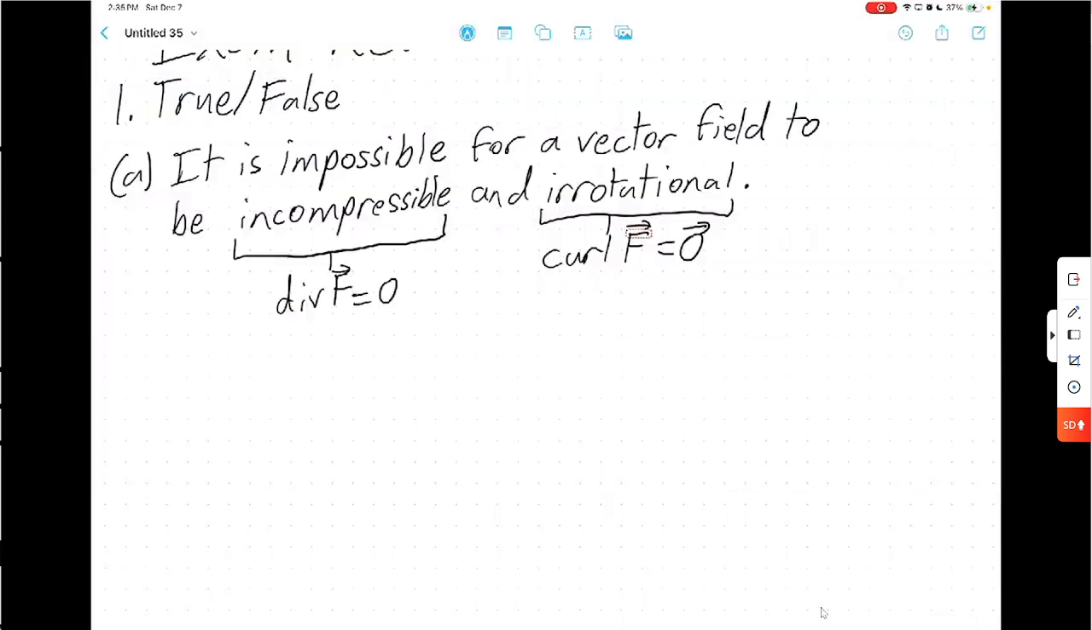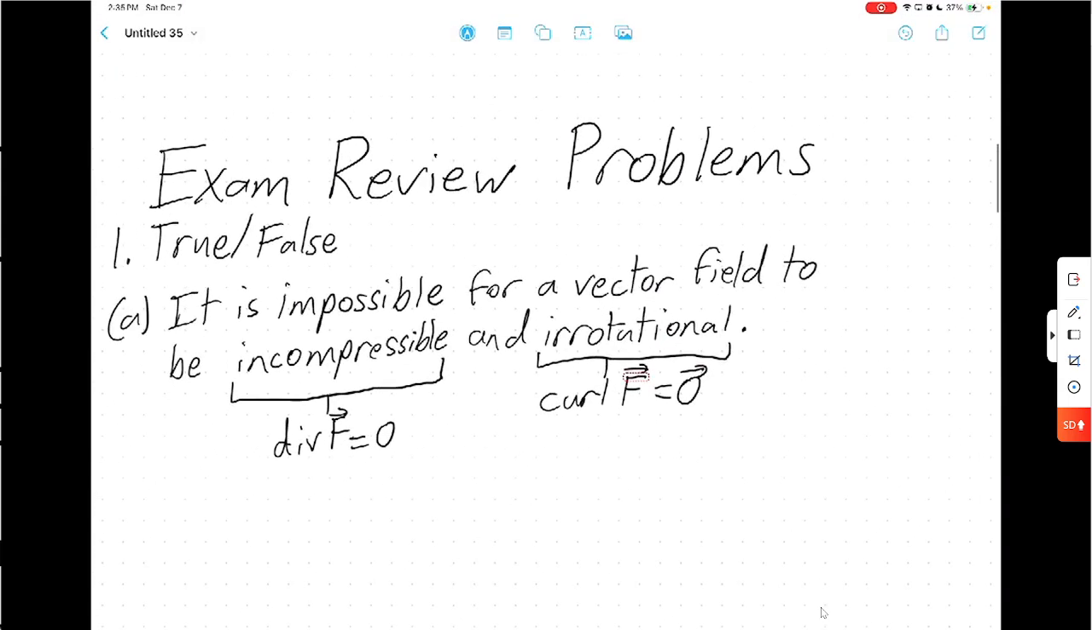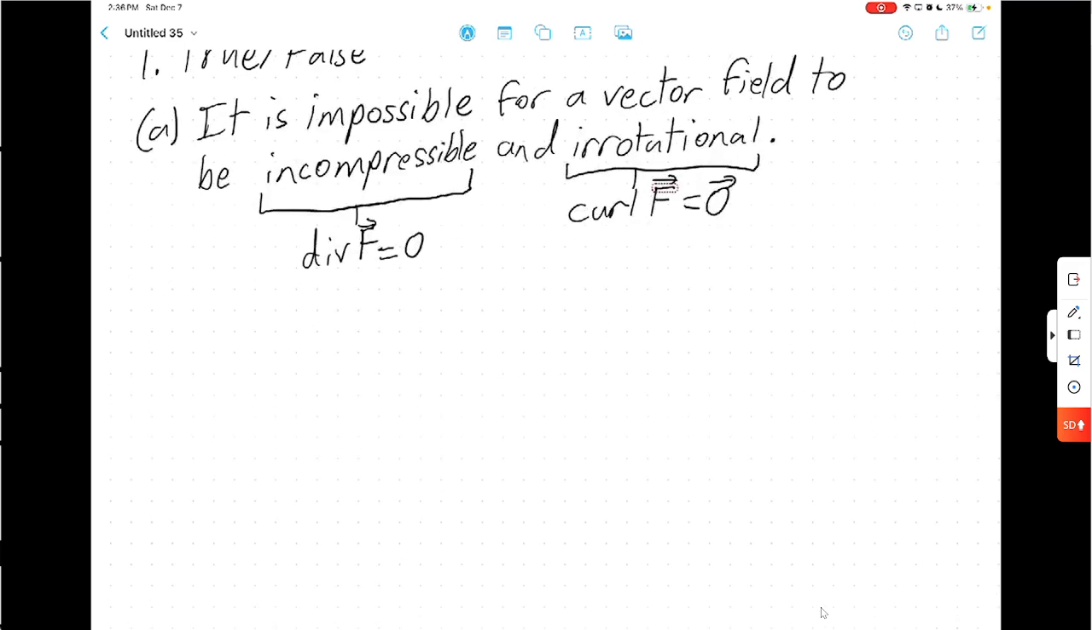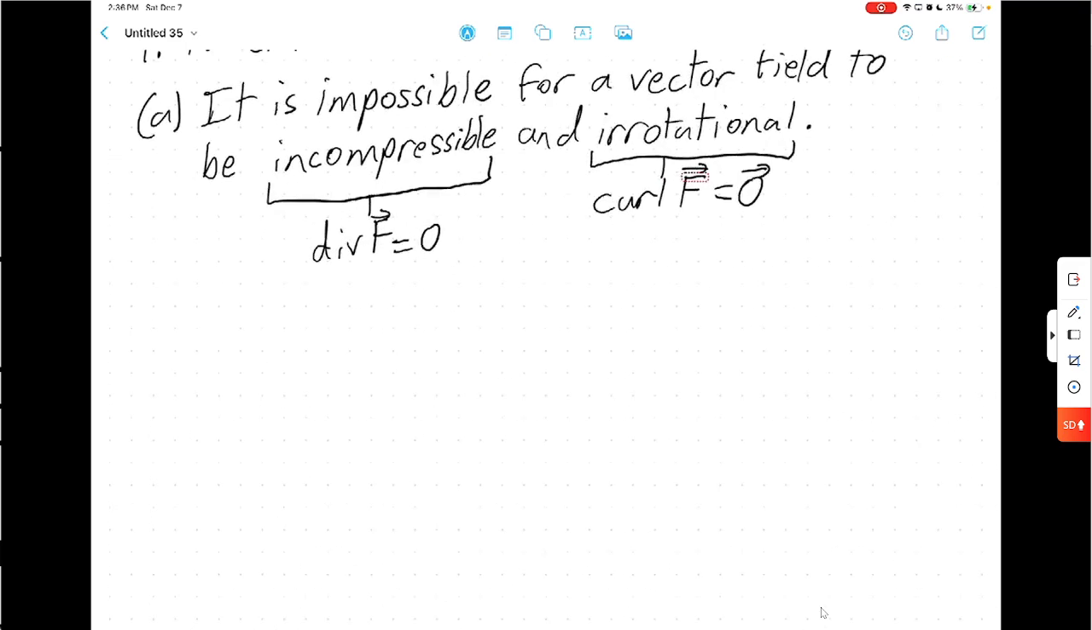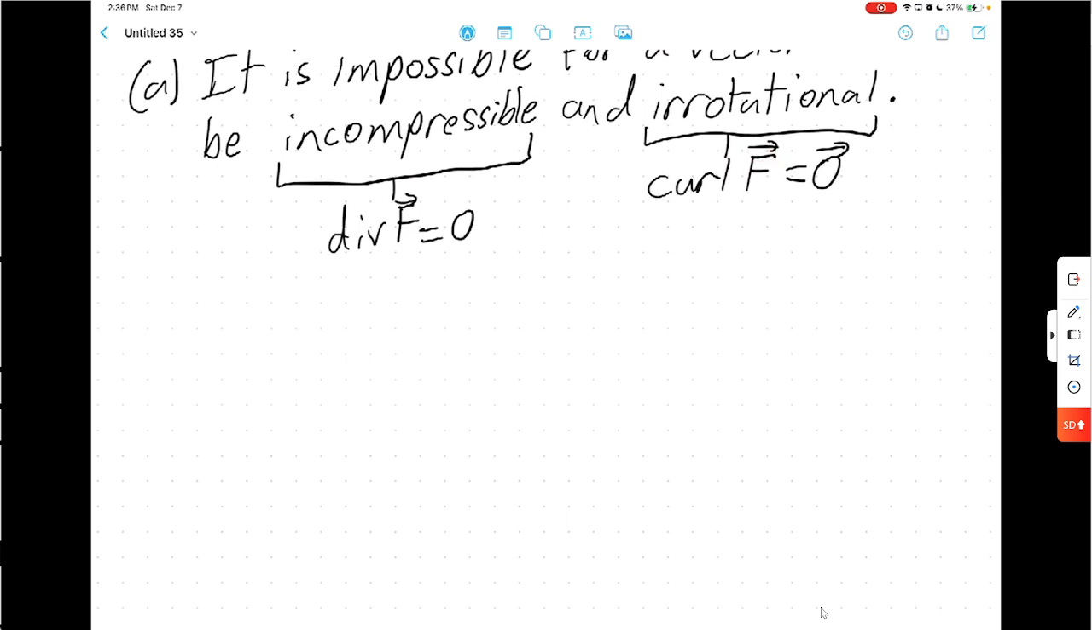What does it mean to be incompressible and irrotational? Incompressible means if you take the divergence of f, you'll get 0, and for irrotational, curl f is equal to 0. I think this is true because with div, you're doing the dot product, while with curl, you're doing the cross product. All right. And I don't think both can equal 0. Okay. So we got 1 true and 1 false for now.